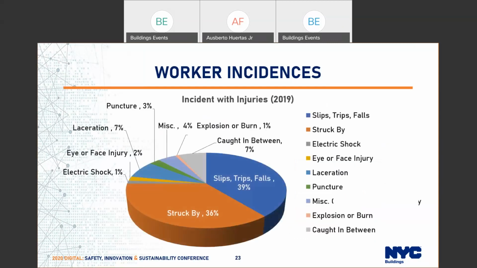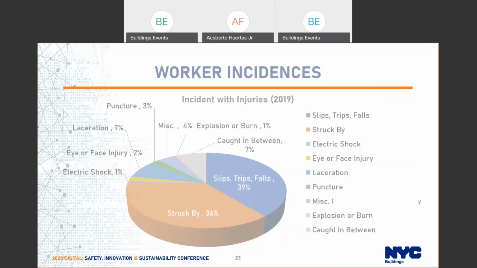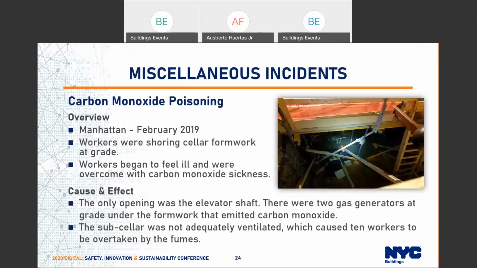This slide shows data from January through October of 2019. We had 39% in slip, trips, and falls, 36% in struck-bys, 1% in electric shocks, 2% in eye or face injury, 7% in lacerations, 3% in punctures, 4% in miscellaneous injuries, 1% in explosions or burns, and 7% in caught in betweens. Miscellaneous incidents make up 4% of all incidents for this reporting period.